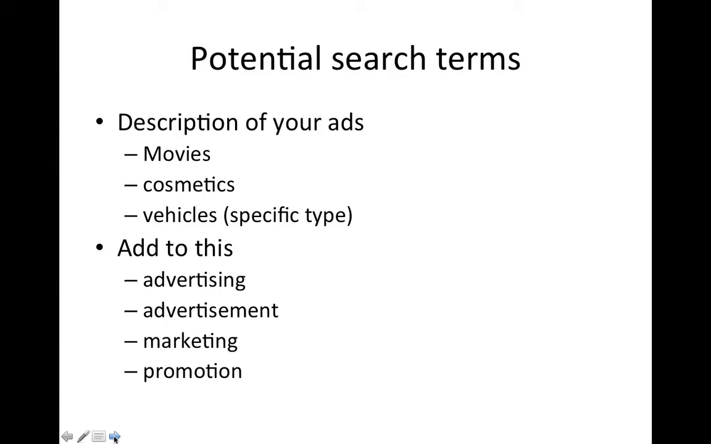I want to go back and look then at some of the search terms that you can use. I'm going to use the example of cosmetics. So the way you're going to build your search will primarily be through the type of product and adding to that one of these other terms such as advertising, advertisement, marketing, promotion.